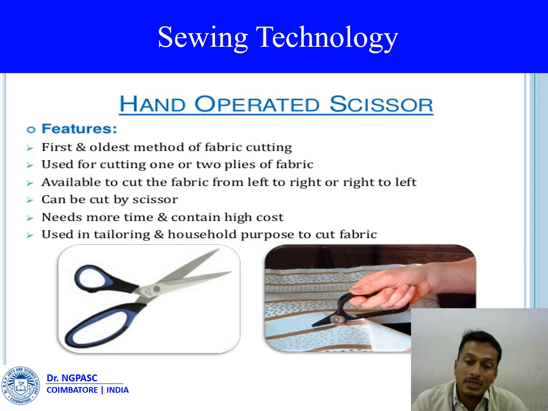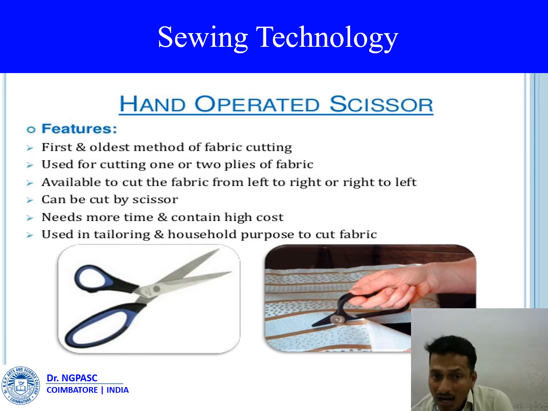Now we are using semi-automatic machines and automatic machines. Advanced technology is used in the garment industry. Mostly hand operated scissors are suitable for small scale industry, where they are used for cutting one or two pieces of fabric, because we are not able to cut bulk fabric at the same time. The manpower will cut only 2 or 3 layers of fabric.